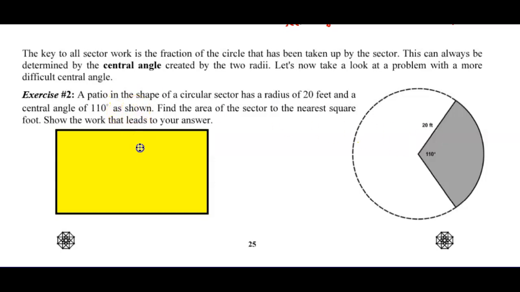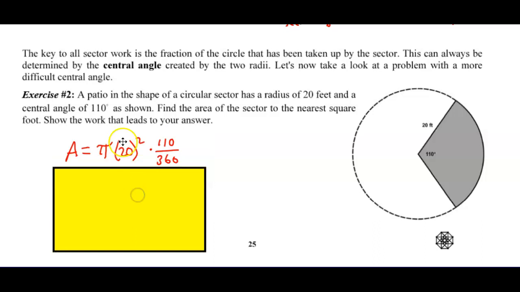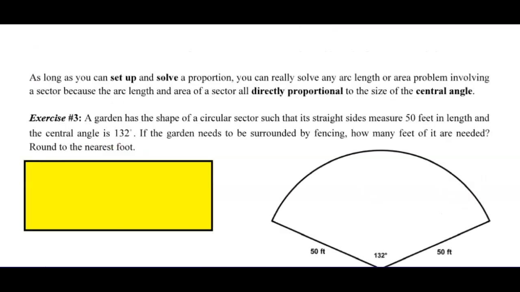All right, so we have a sector with radius 20 and central angle 110. What I want to do first is think about what the area would be of the full circle, and then I'm going to multiply by a fraction that indicates how much of the circle is shaded. So 110 degrees out of 360, that fraction of the circle will be applied to the total area. It comes out to about 384 feet. All right, let's move forward.